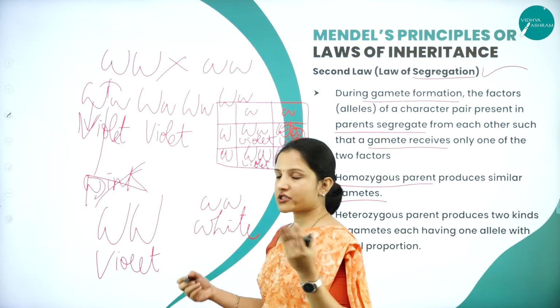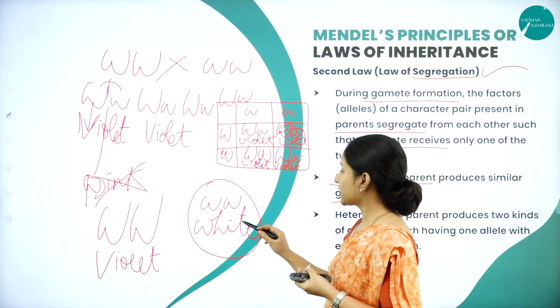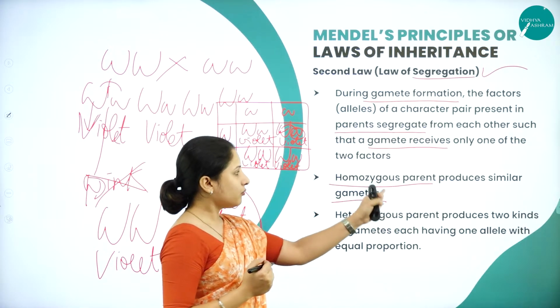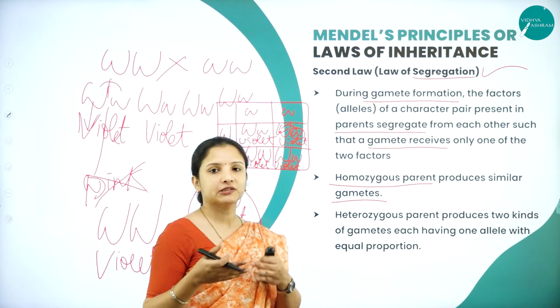The plant progeny will be violet. Or if it is homozygous recessive, the F1 generation will have white color flowers itself. And that is also one more point: homozygous parents produce similar gametes, and here also they will express similarly.